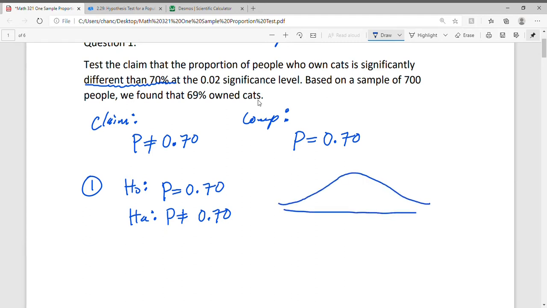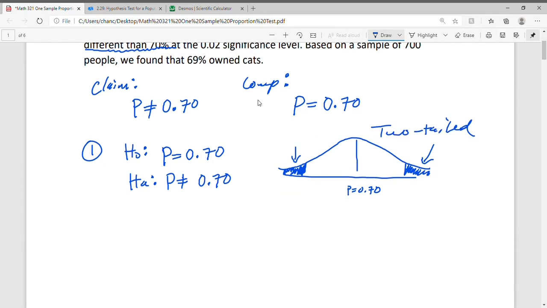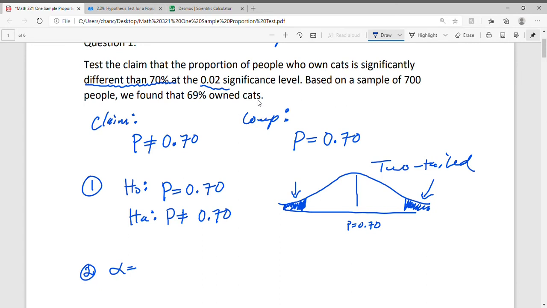This means that we have a two-tailed test. If we are too far below the proportion of 0.70, then we're going to reject the null hypothesis. If we're too above, we're going to reject it. This is a two-tailed test. Now for step 2, we'll state alpha. Alpha is given in the problem. It is 0.02.